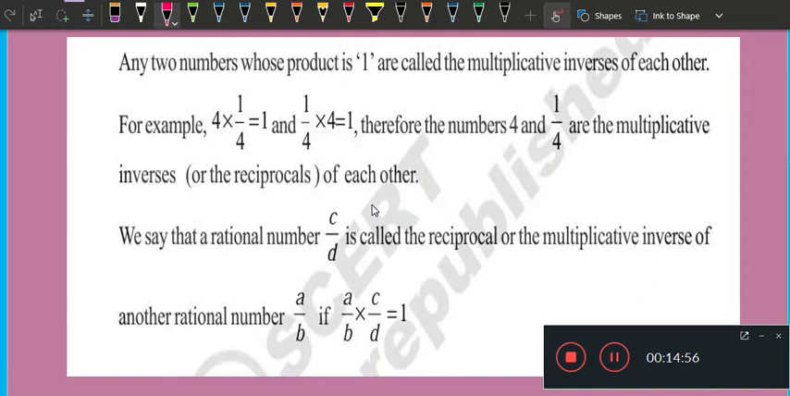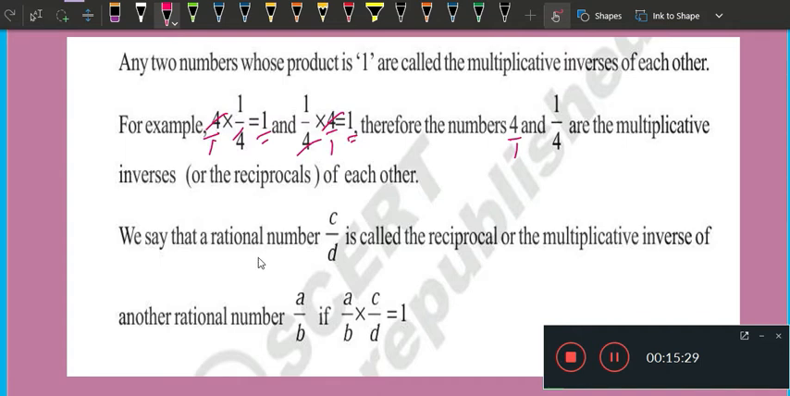See, 4 means 4 by 1. 4 by 1 into 1 by 4: 4 and 4 cancel, then we get 1. 1 by 4 into 4, 4 means 4 by 1, 4 and 4 cancel, is equal to 1. Therefore, the numbers 4 and 1 by 4 are multiplicative inverses of each other, the reciprocals. 4 by 1 and 1 by 4 are the multiplicative inverses.